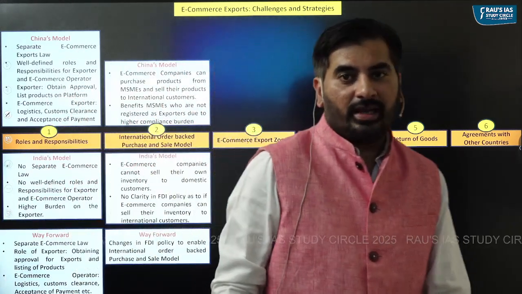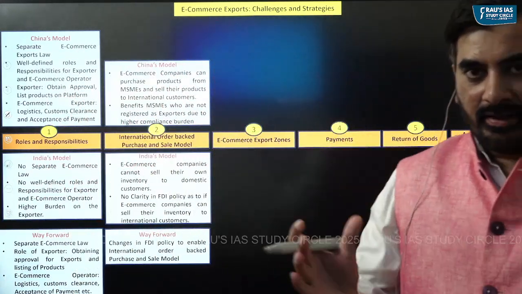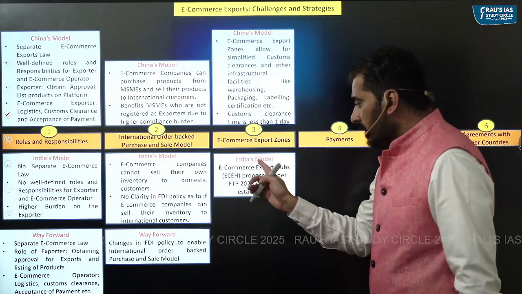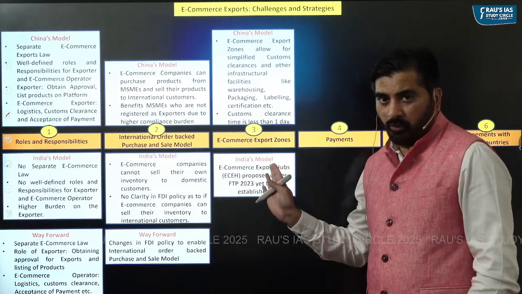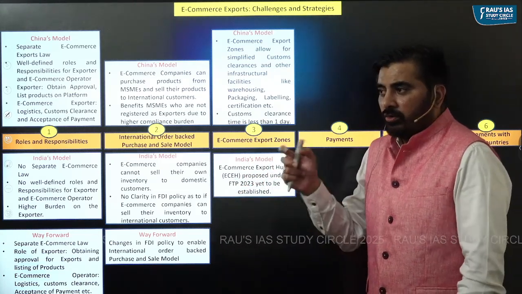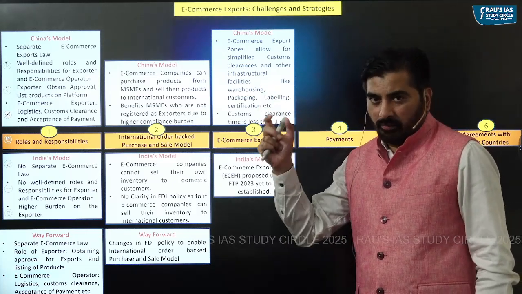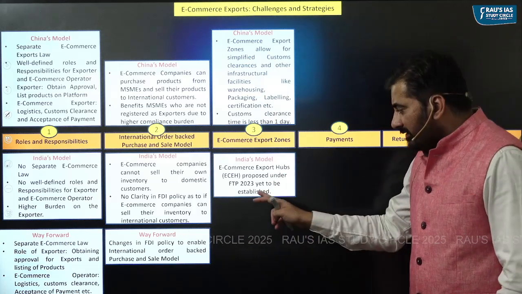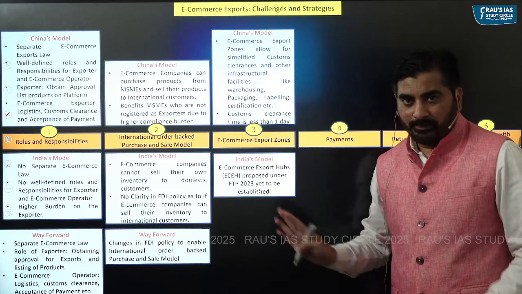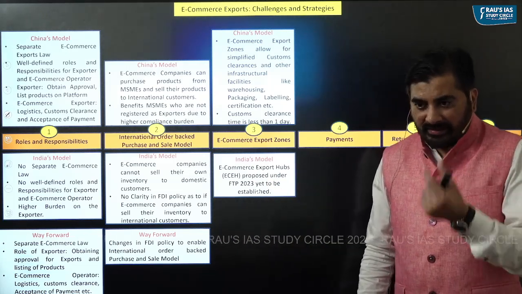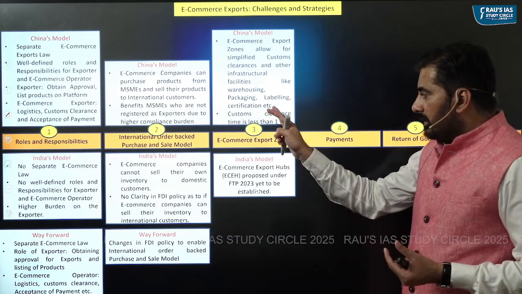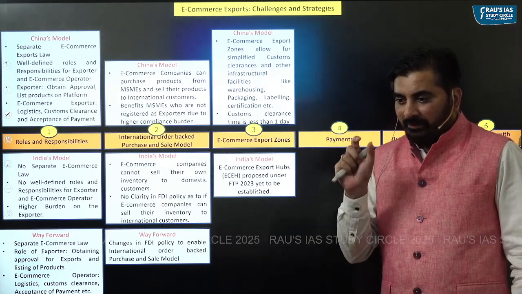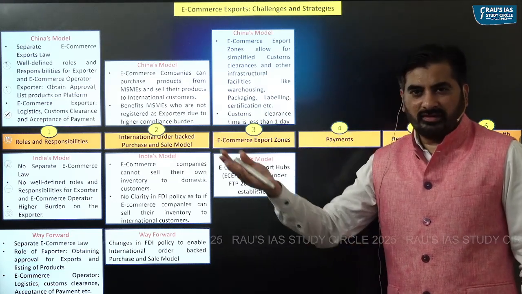Next, e-commerce export zones. China has set up e-commerce export zones, which are almost similar to the e-commerce export hubs being proposed in India. In fact, we have borrowed this concept from the Chinese model. But the problem here is, so far, we have not established e-commerce export hubs. That is problem number one. Same way, in China, the customs clearance time is less than 1 day. But in India, the time taken for customs clearance is almost 4 to 6 days.